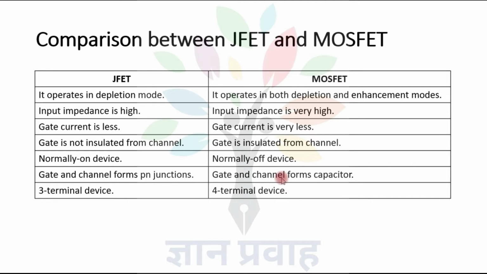JFETs are three terminal devices, while MOSFETs may be 3-terminal or 4-terminal. So in case of MOSFET, there is one extra terminal, that is the body or substrate terminal. When we are using body biasing, then there are 4 terminals. If we are not using body biasing, or zero body bias, then MOSFET can be used as a 3-terminal device.